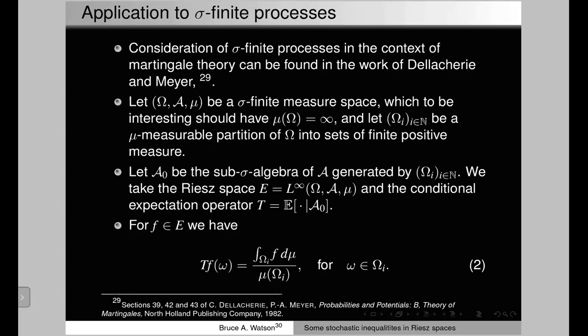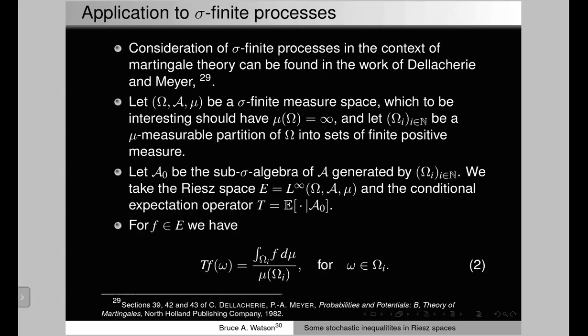And they started looking at what they call spaces of sigma finite processes. And for this to be non-trivial, we need to take a measure space (Omega, A, mu), where mu is a sigma finite measure, and with the measure of the whole space being infinite. Otherwise, it's not interesting. And we break up the space Omega into the Omega_i's, a mu-measurable partition, each with finite positive measure.